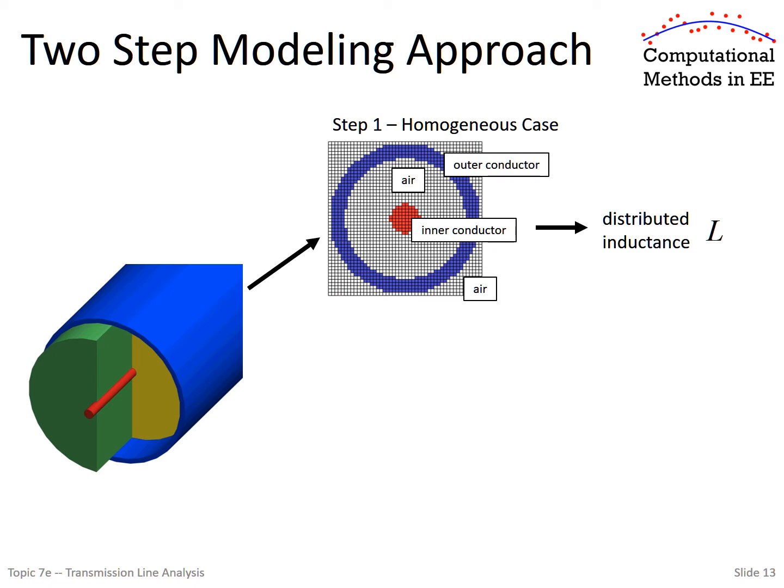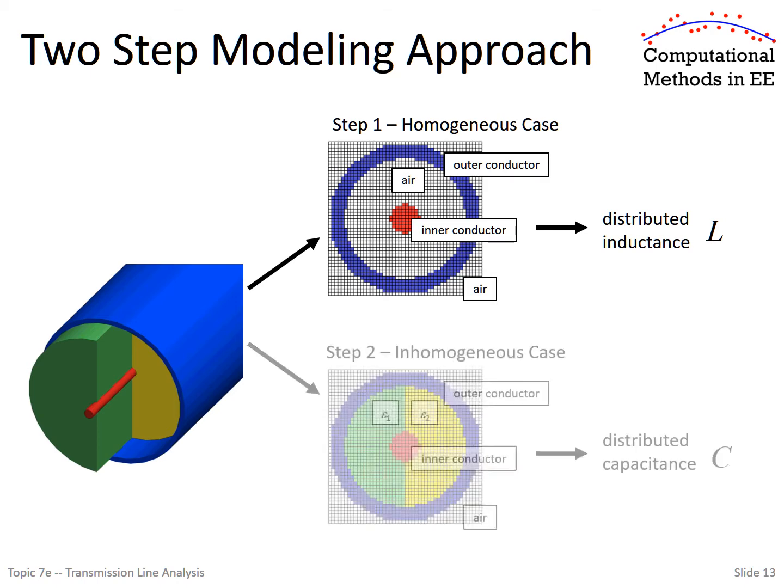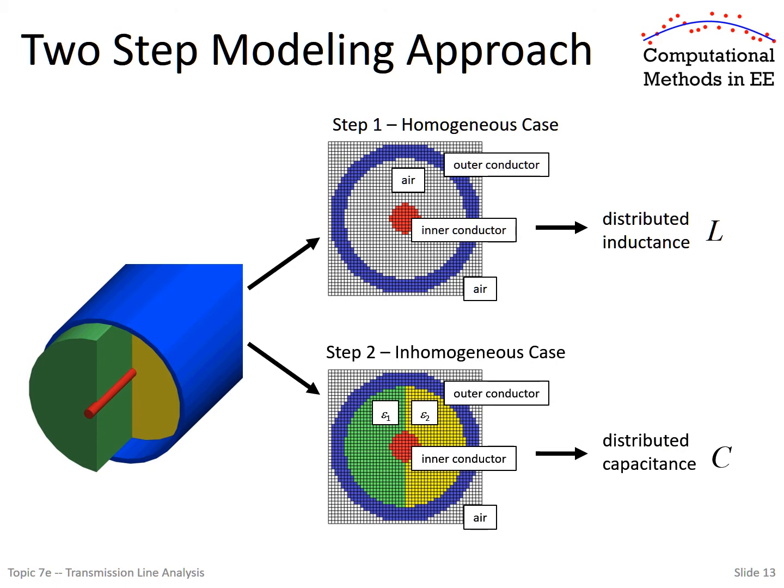We solve this using the homogeneous Laplace's equation, from which we get the homogeneous distributed capacitance, from which we get the real distributed inductance of the line. Second, we do it all over again, but we put the dielectrics in there, the permittivity. And we solve the inhomogeneous Laplace's equation, from which we get the actual distributed capacitance. And then, of course, once we know L and C, we'll know everything else.